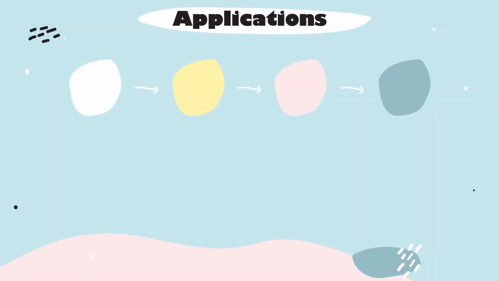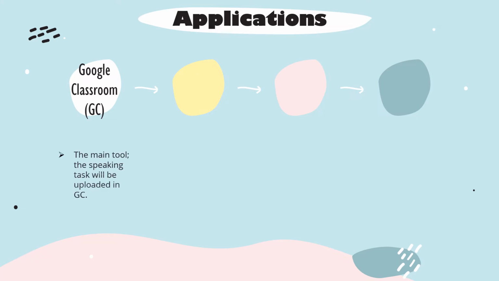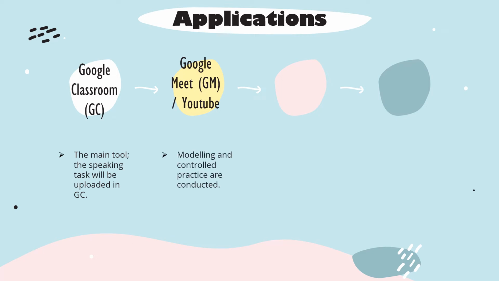These are the applications that can be used to teach speaking skill online. First, Google Classroom. GC is the main tool in which the speaking task will be uploaded. Second, Google Meet or YouTube. Google Meet is used to model and conduct controlled practice, but YouTube videos are also used because not all pupils will be able to join Google Meet live since they depend on their parents' devices, which they can only use after the parents' working hours.